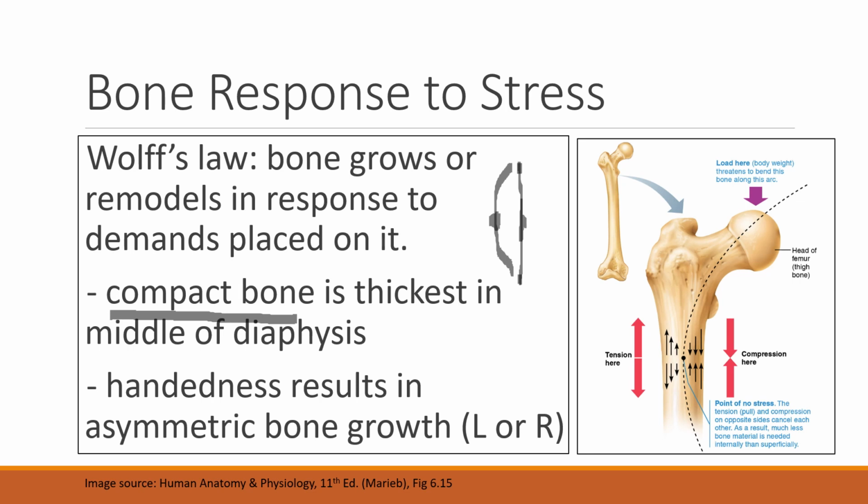Now the other thing that could happen is we talk about handedness. I'm right-handed, so my right arm and hand bones will be slightly larger compared to my left. That's because I tend to use it more often, putting more stress on the muscles and the attachments of the muscles. And that can lead to a little bit of asymmetry between your right and your left side.